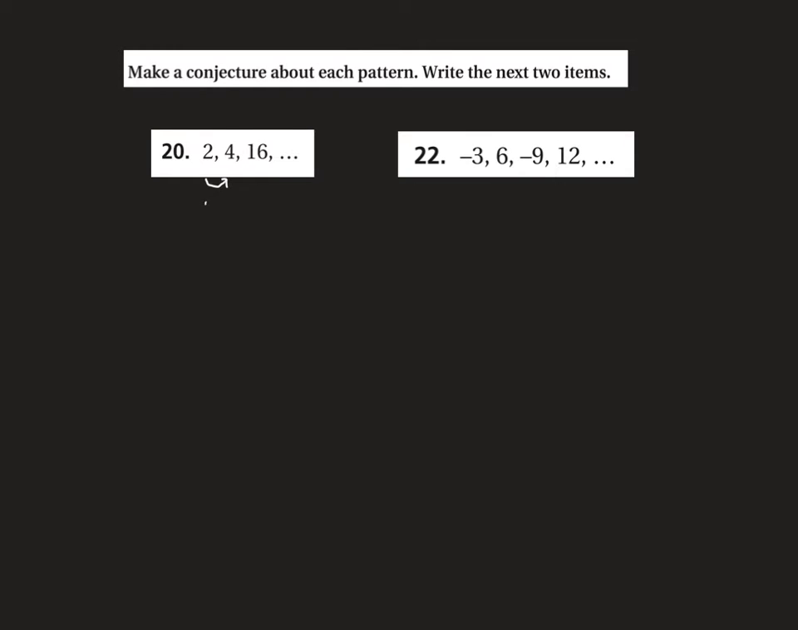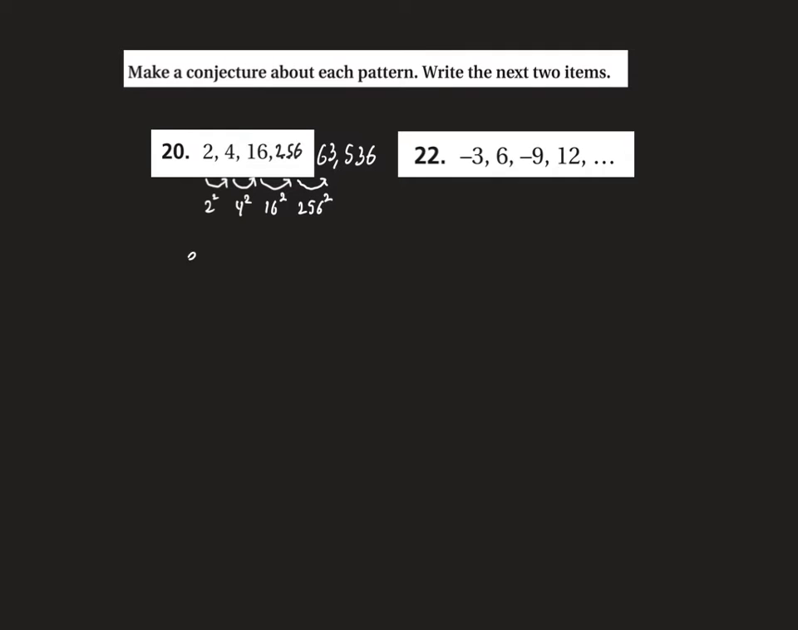Okay, so the pattern on the first one, it might be kind of hard to see, or at least it took me a little bit, but I noticed that each one is the square of the prior term. So in this case, 16 squared would be 256, and then the next one after that, we would square 256, and then that would equal 65,536.